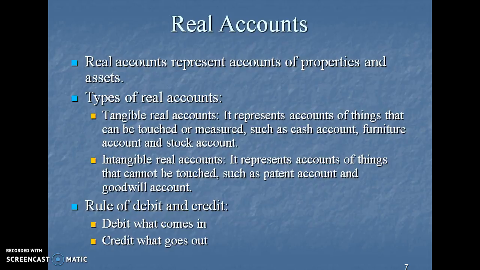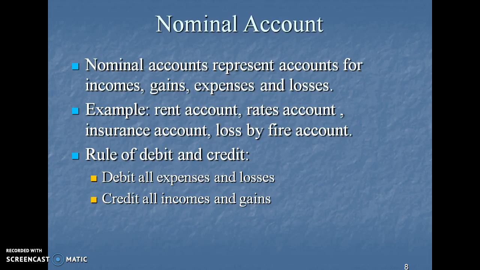Next is the real account. It represents accounts of properties and assets. Types of real accounts. Tangible real accounts represent accounts of things that can be touched or measured, such as cash account, furniture account and stock account. But there are some assets which cannot be touched: intangible real accounts, that is, patent account and goodwill account. What is the rule of debit and credit? Debit what comes in. Whatever asset or property comes into the organization should be debited, and whatever goes out should be credited.